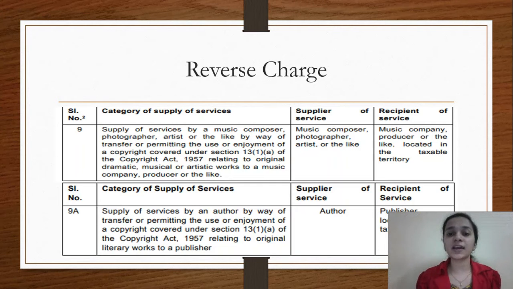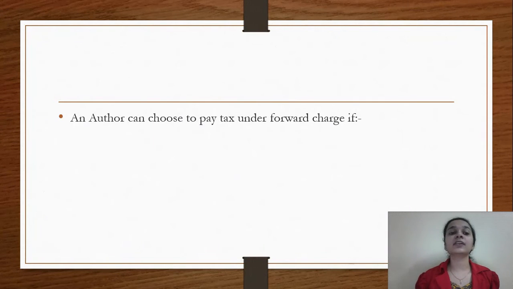And on similar lines, there's another service, that is a service which is provided by an author, wherein he's permitting a publisher to use his copyright of any original work which he has done. In that situation, we've seen that it will not be the author but it will be the publisher who will have to pay tax under reverse charge. But here, with regard to this entry number 9A, there is some option which has come up, and the option is that the author can choose to pay tax under forward charge.